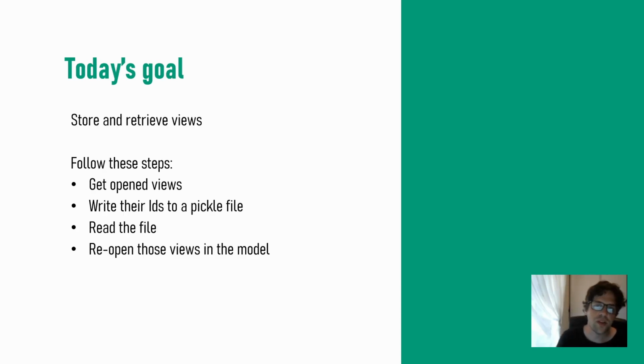So we will be doing a few steps. Of course, the first thing we'll do is be getting the opened views. In this case, we'll actually get their IDs as a string that we can break up later. We're going to write this to what's called a pickle file in pyRevit, which is a really easy system built into the toolkit that allows you to store and load data in simple forms.